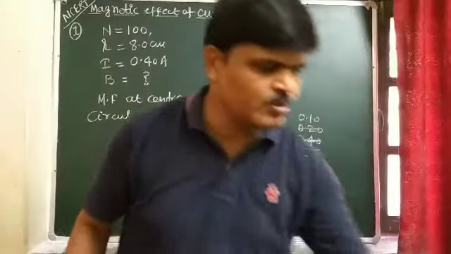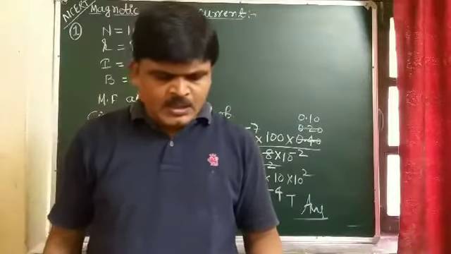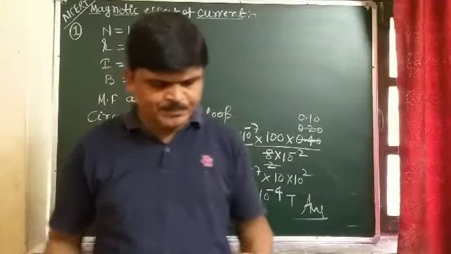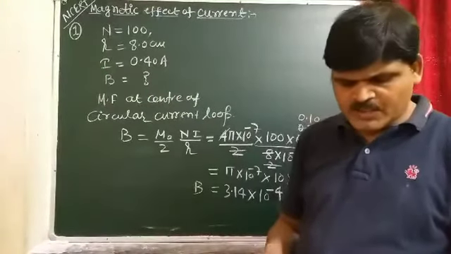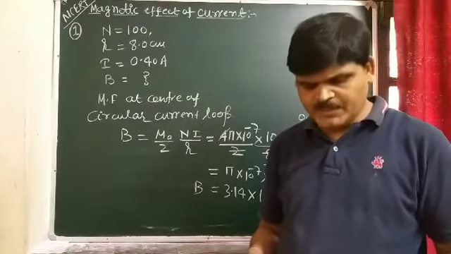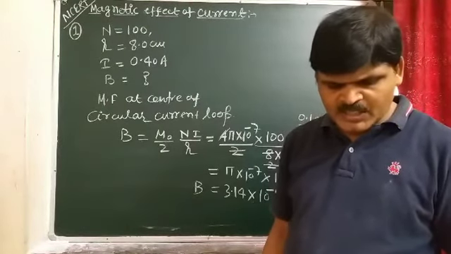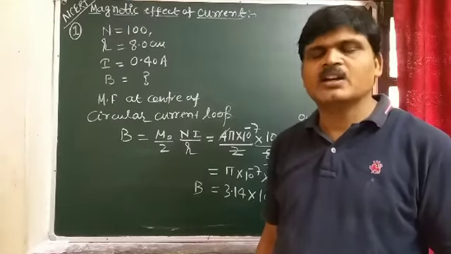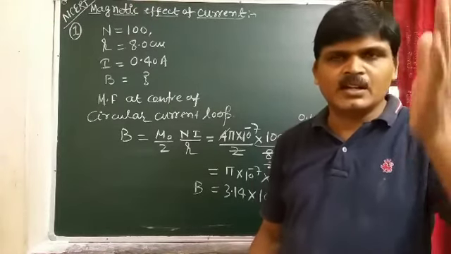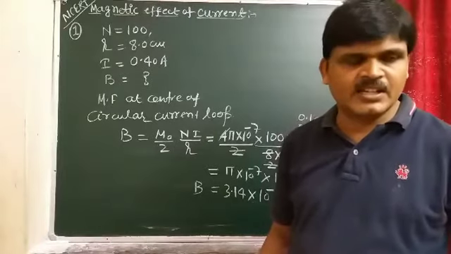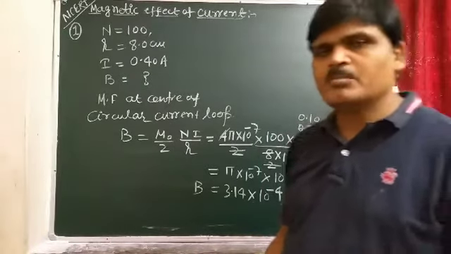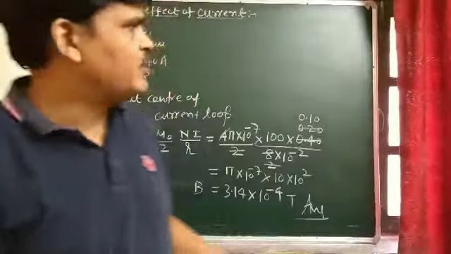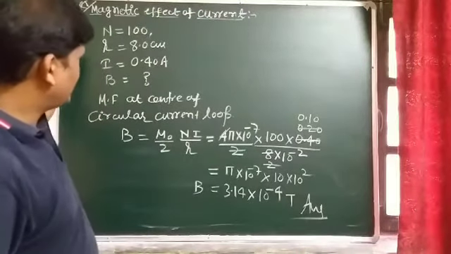And question number 2: a long straight wire carries a current of 35 ampere. What is the magnitude of the field at 20 centimeter from the wire? You know the formula for the magnetic field at any point due to a straight current carrying conductor: B equal to mu naught by 2 pi I by R.